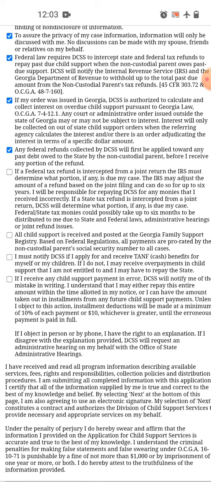Okay. If a federal tax refund is intercepted from a joint return, the IRS must determine what portion, if any, is due my case. The IRS may adjust the amount of the refund based on the joint filing and can do so for up to 6 years.